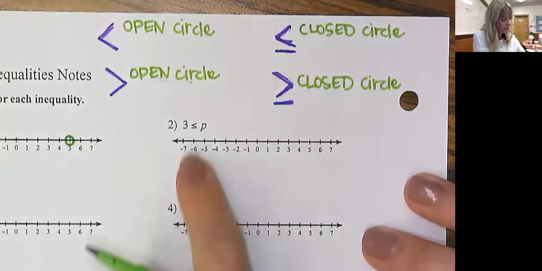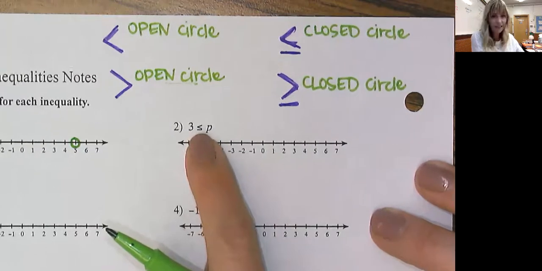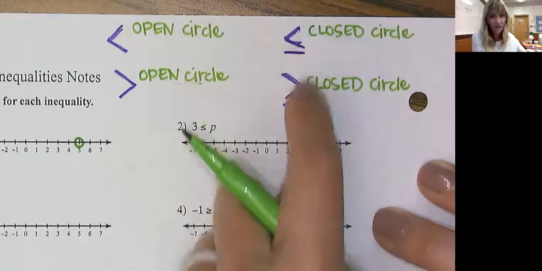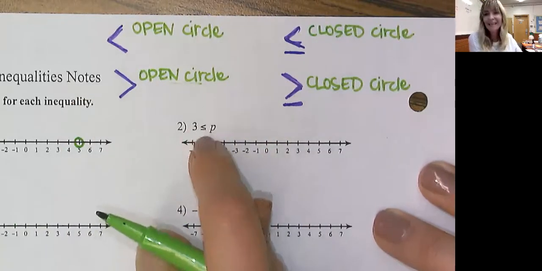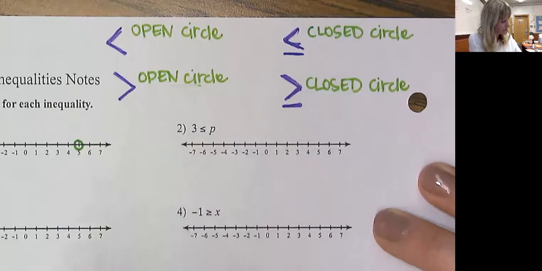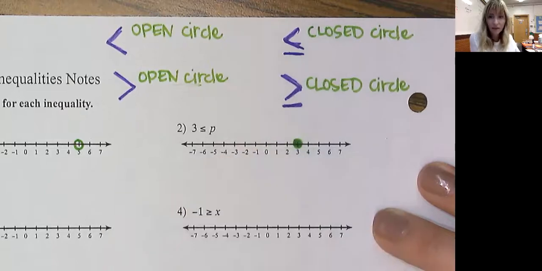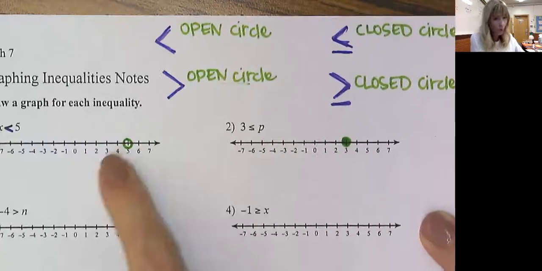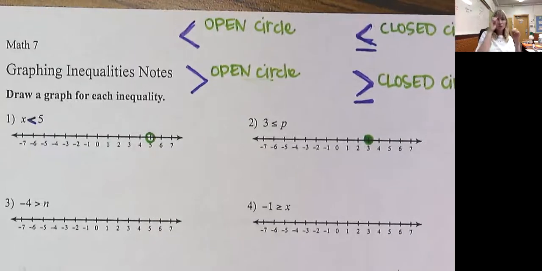So for example, this problem, and we're nowhere near done with these, but this problem, this is solely about, does it have the equal to or not? So this one, because I see that there is the equal to part there, I'm going to go to 3, and I'm going to do a closed circle, which simply means fill it in. So see that difference there? Open circle versus closed circle. Now, these graphs are not finished.